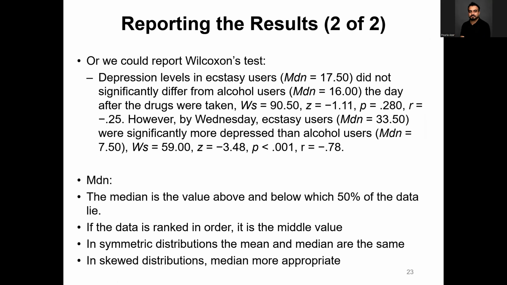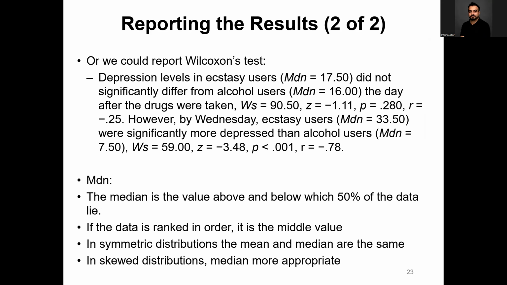And if the data is ranked in order, the median is the middle value. If we have an odd number of observations or participants, or an odd number of data scores, then the median will be the middle value. But if we have an even number, let's say we have six scores for depression, or six data points for total cholesterol, then the median will be the average of the two middle values.